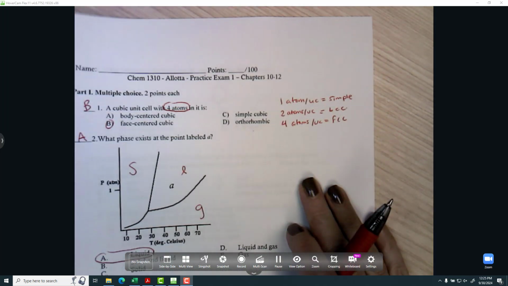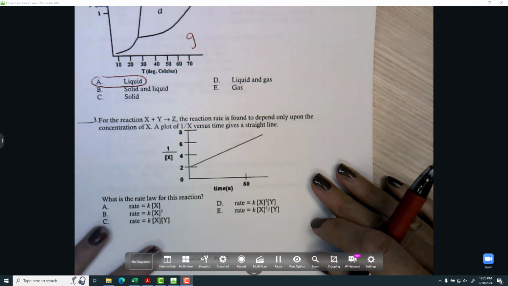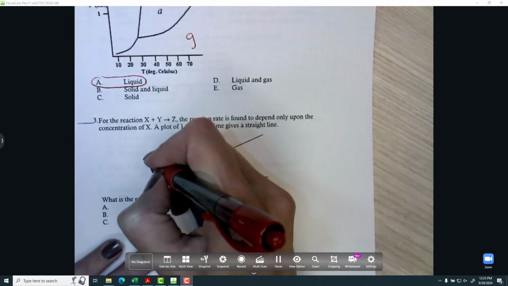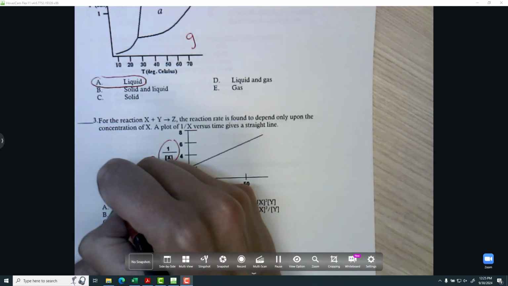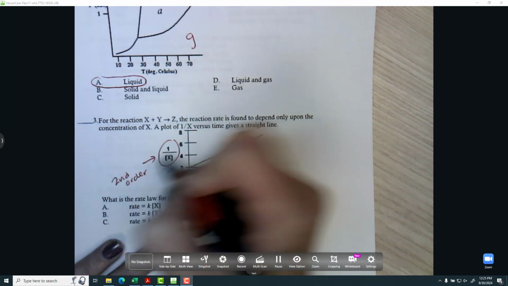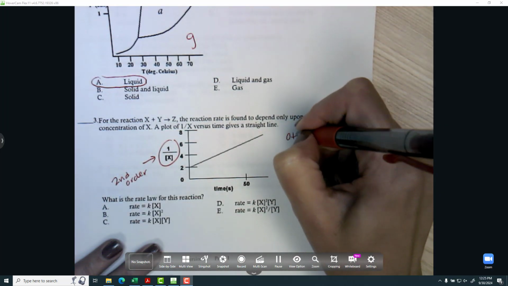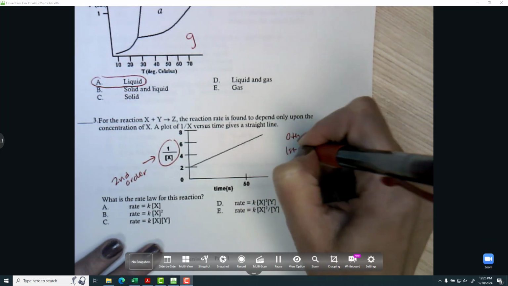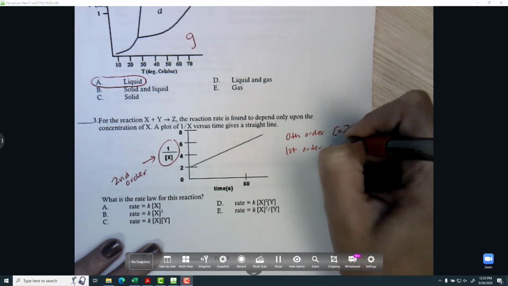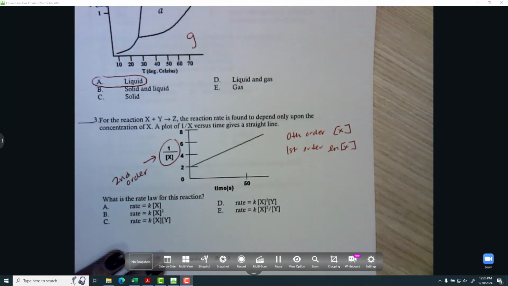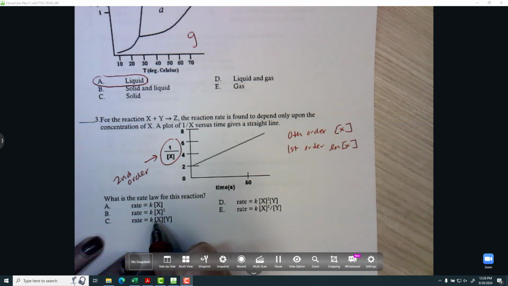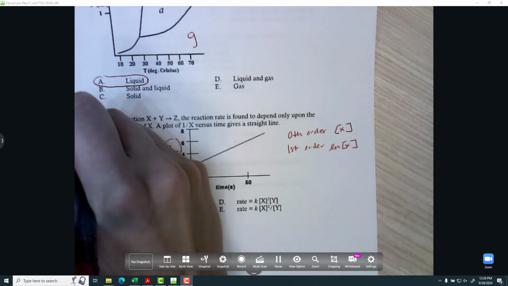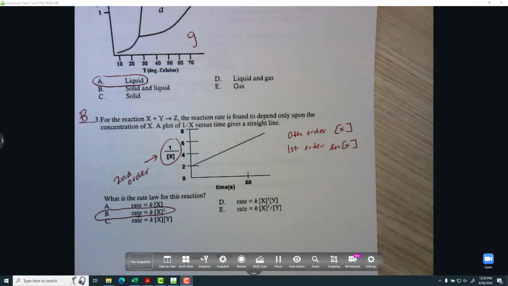For number 3, I'm looking at a straight line and I see the x-axis is 1 over the concentration, or the y-axis, sorry. So then I know that corresponds to second order. Remember, it would be a straight line if it was just concentration, if it was 0th order, and a natural log of concentration if it was first order. But this is second order. It doesn't tell me any dependence on y at all, so it must just be the second order in x only. B.